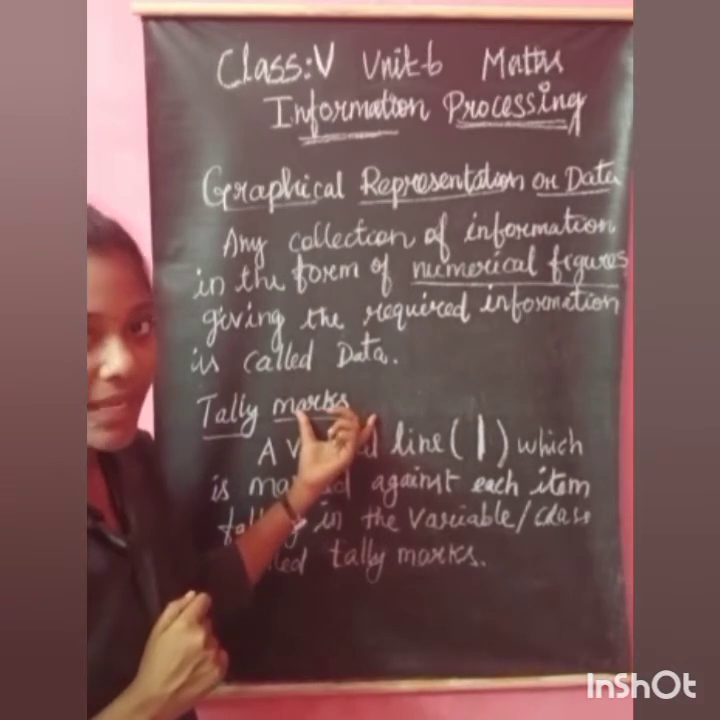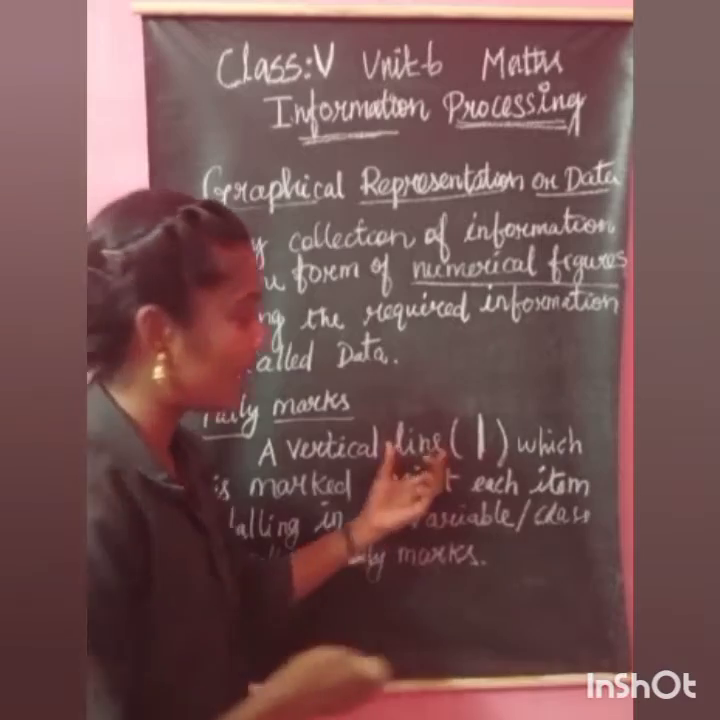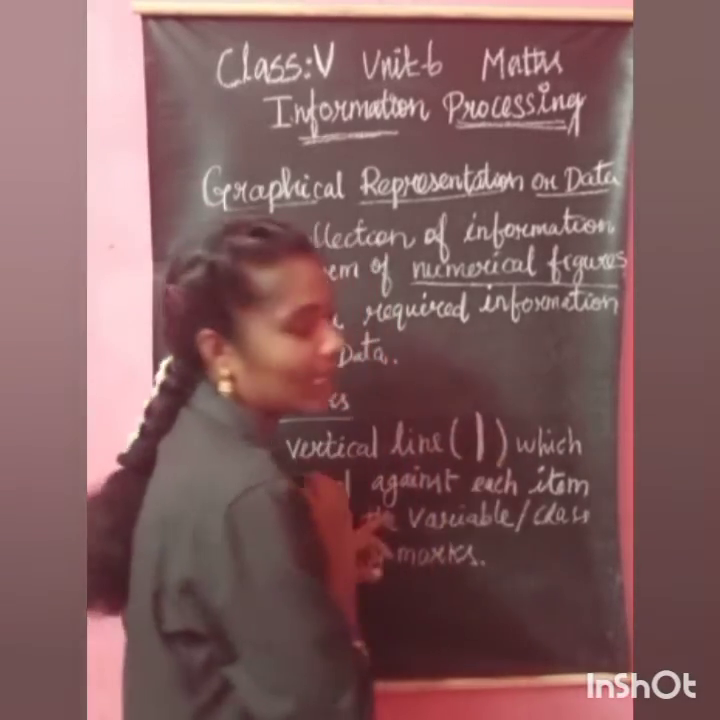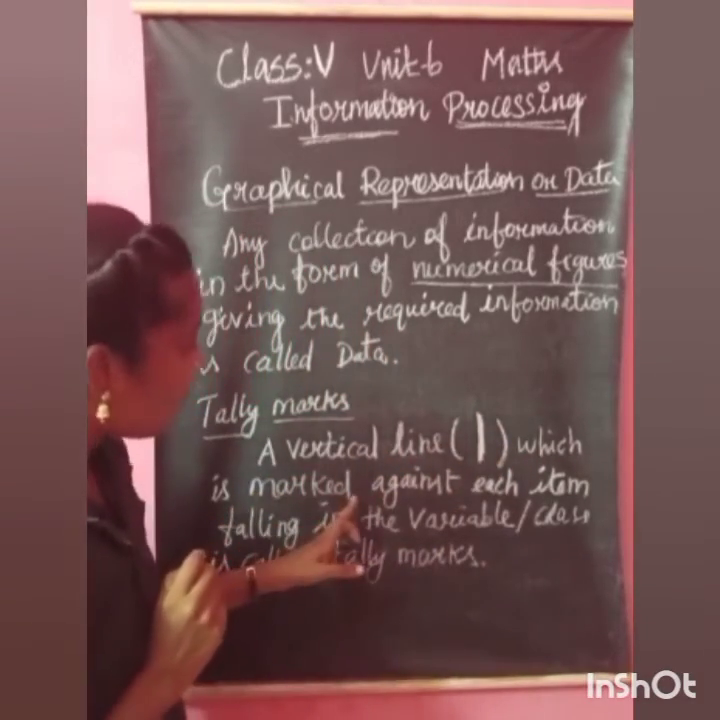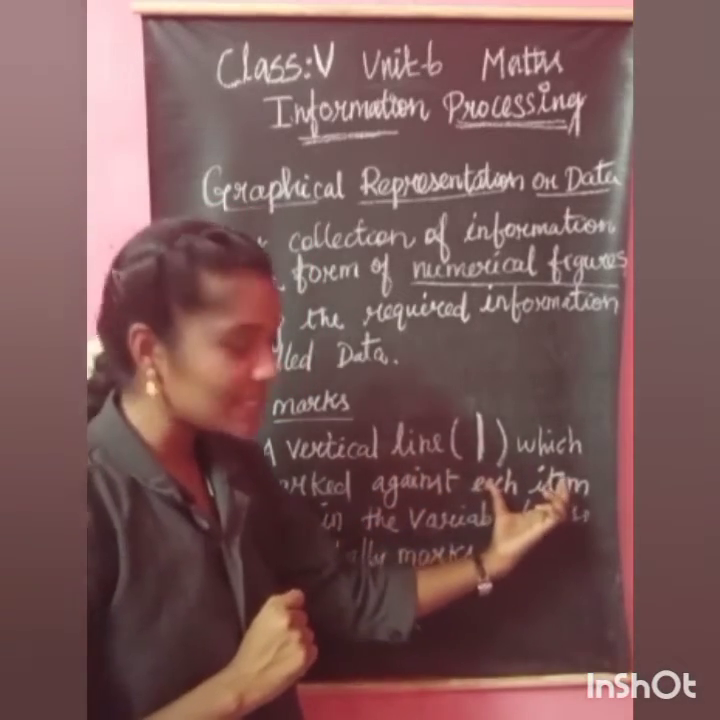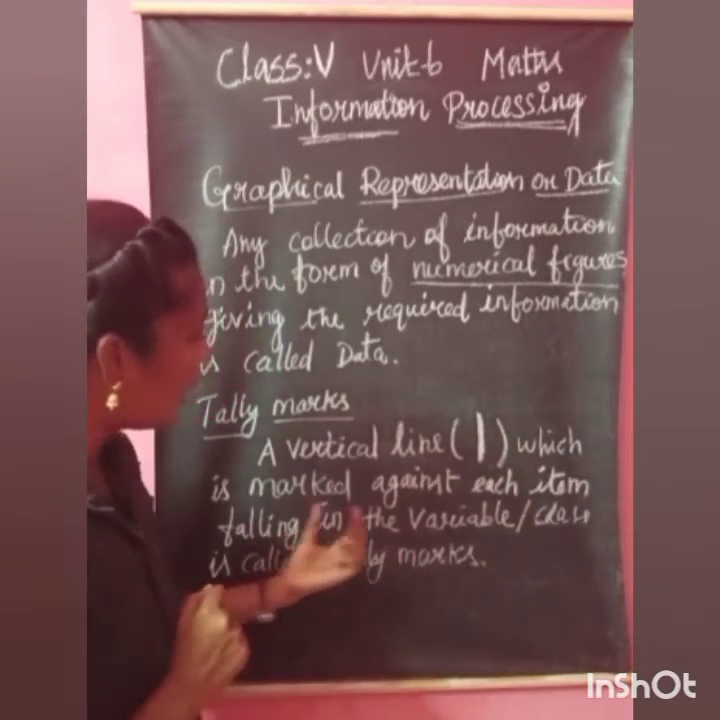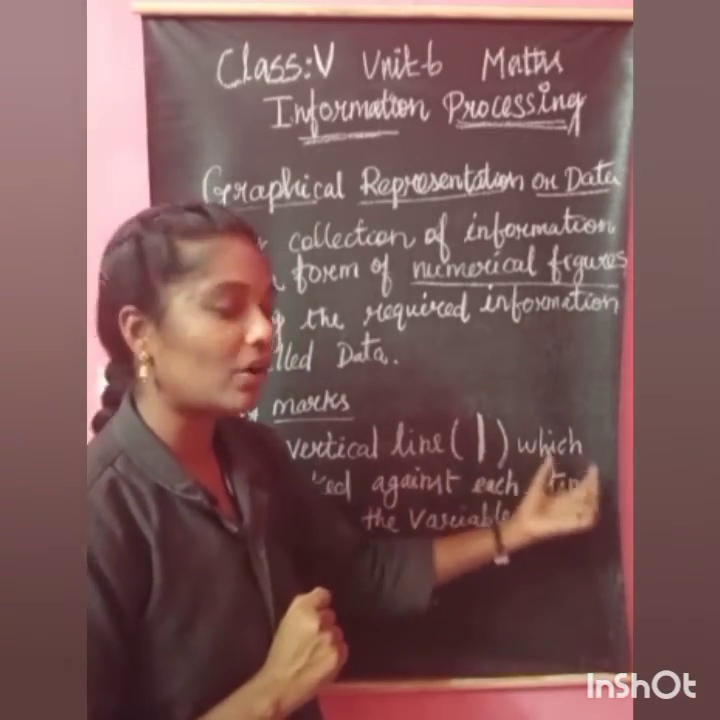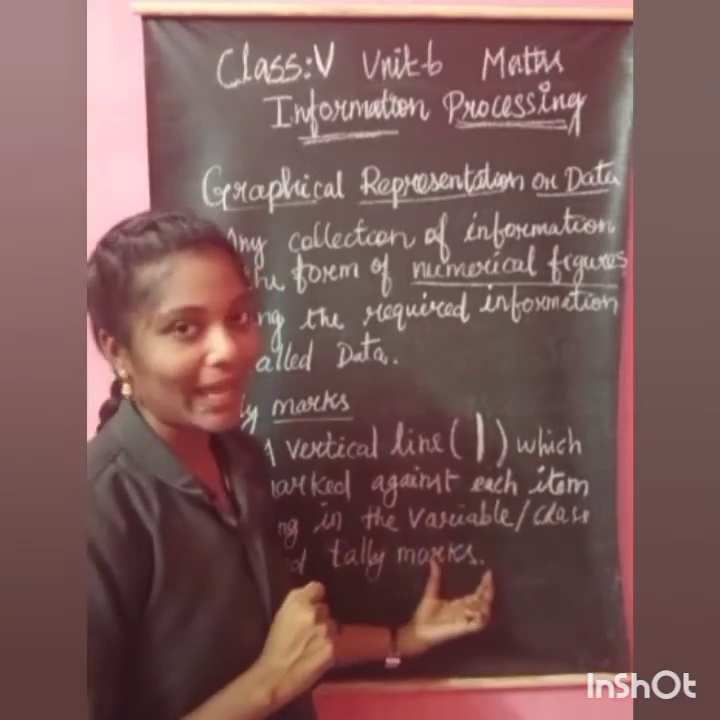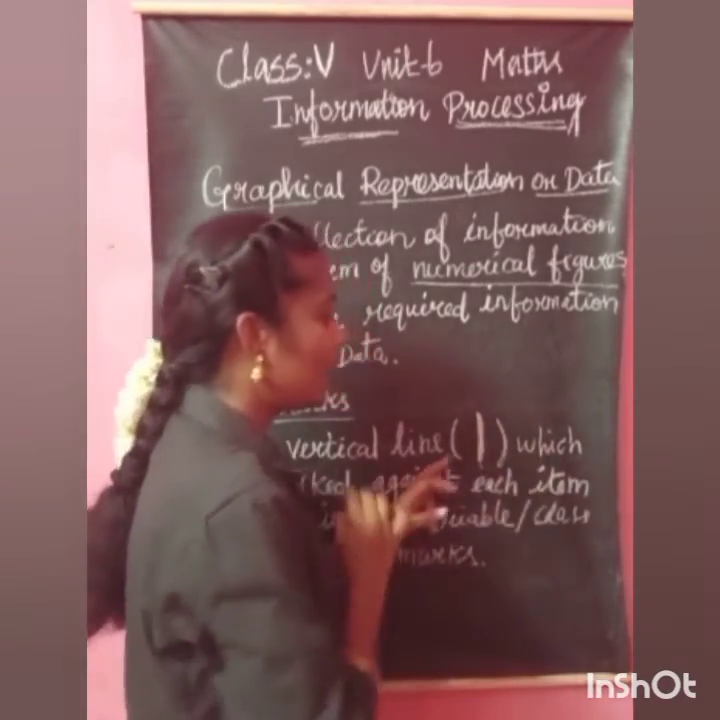So what are tally marks? Tally marks means a vertical line. This is a vertical line which is marked against each item. So each item is marked with a vertical line. Each item falling in the variable or class is called tally marks. So tally marks means what? This is a vertical line.